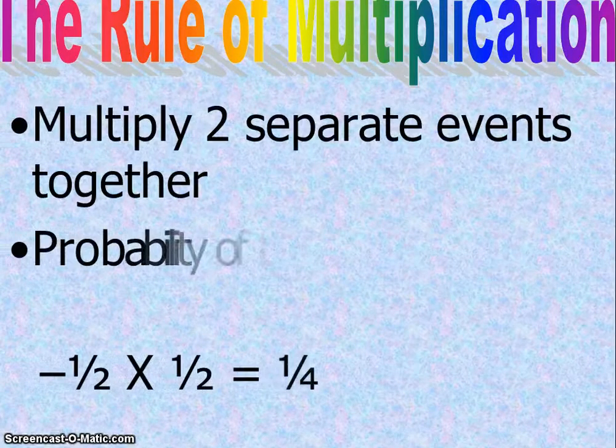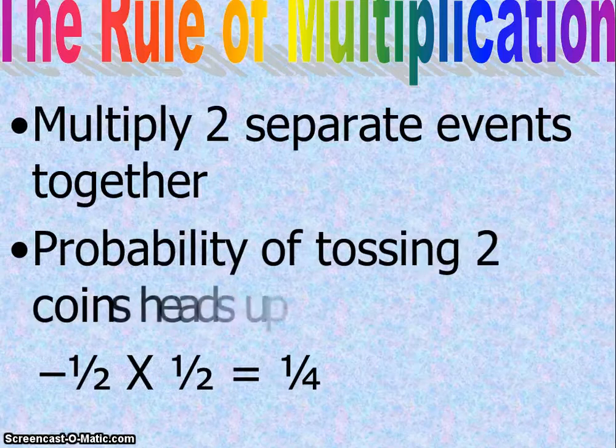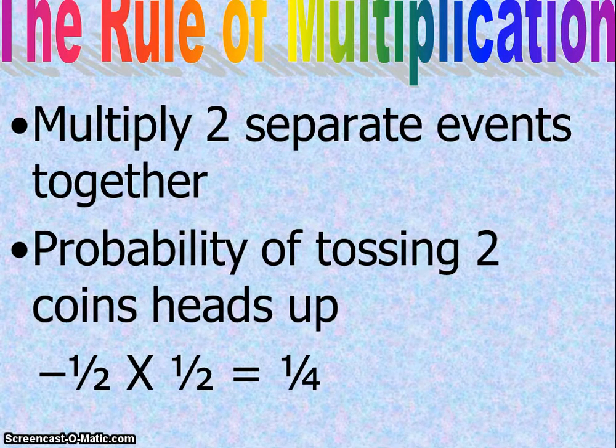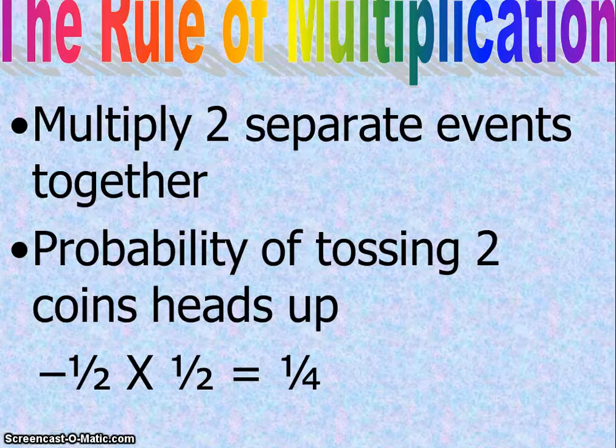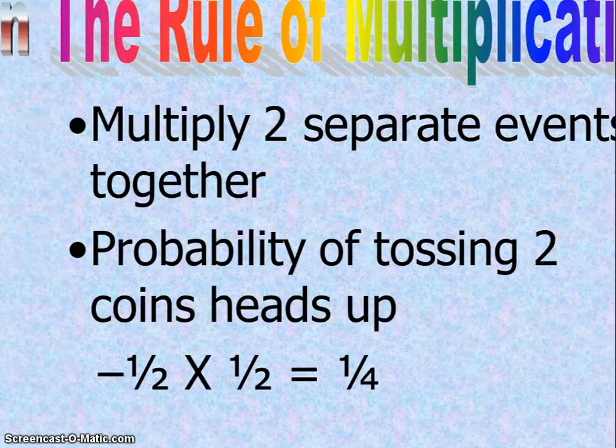First, the rule of multiplication. This is when we can multiply 2 separate events together. Pretty much, it's the probability of tossing 2 coins heads up both times. So every time we toss a coin up, we have a 0.5 chance that it will be heads. So you take 1/2 times 1/2, and you get 1/4.